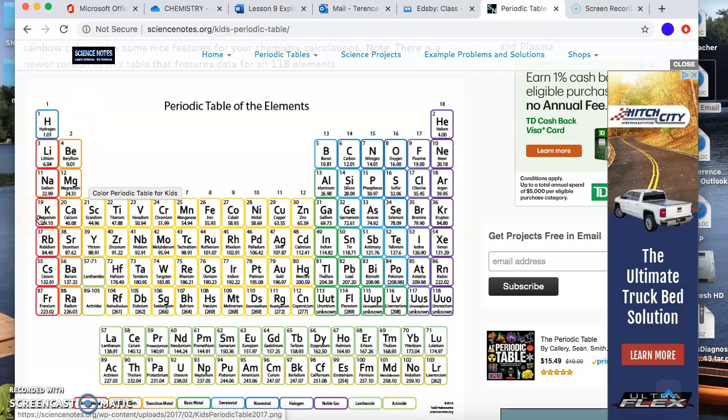Potassium, I know it has 4 orbits. It's in the 4th row. And because it's in family number 1, I know it has 1 electron in its outer or valence orbit. Likewise over here, bromine, 4th row, 4 orbits. Remember, we renamed these. So this was 3, 4, 5, 6, 7, and 8 for families. This would be family 7. So it would have 7 electrons in its outer orbit.